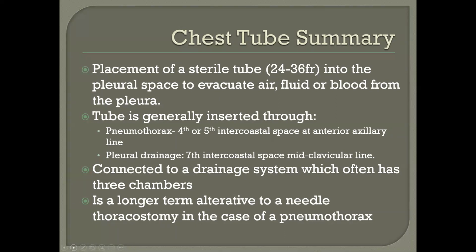And notice that for air, pneumothorax, you have air escaping outside the lung in the intrathoracic space. So it's higher up, so it's the fourth or fifth. For pleural drainage, it's lower down. It's often the seventh intercostal space, mid-clavicular line, connected to a drainage system which often has 3 chambers, and we'll talk more about those chambers. It is a longer-term alternative to a needle thoracostomy in the case of a pneumo.